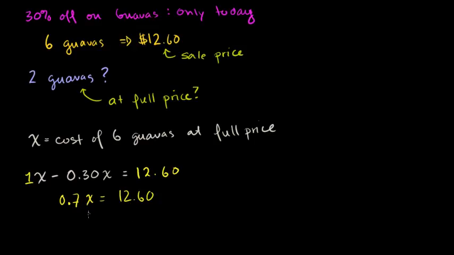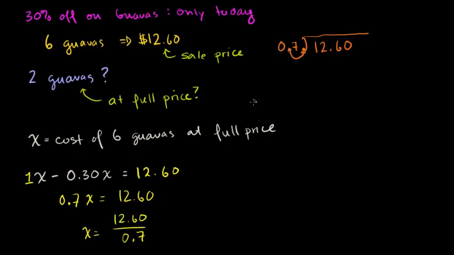And now we just have to solve for x. Divide both sides by 0.7. So you get x is equal to 12.60 divided by 0.7. We could use a calculator, but it's always good to get a little bit of practice dividing decimals. So 0.7 goes into 12.60. Let's multiply both of these numbers by 10, which is what we do when we move both of their decimals one to the right. So the 0.7 becomes a 7, and the 12.60 becomes 126. Put the decimal right there, and we're ready to do straight up long division.